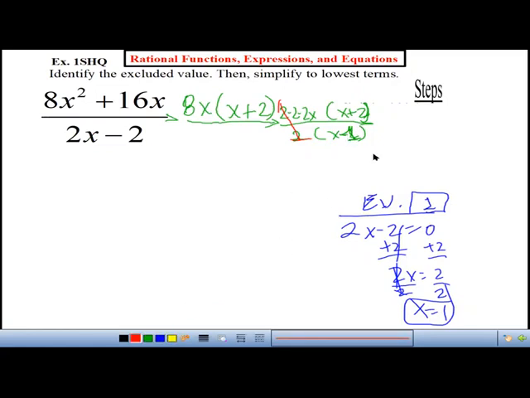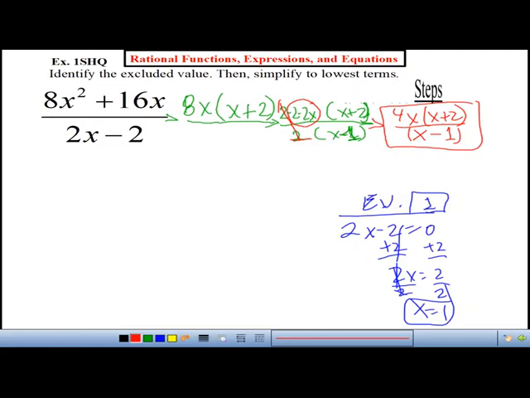All right, so let's see what we got. What's in the numerator? 2 times 2 times x, that's 4x, and we got x plus 2. What's in the denominator? x minus 1. And we're done, since we can't simplify anymore. Yeah, we got this, okay?